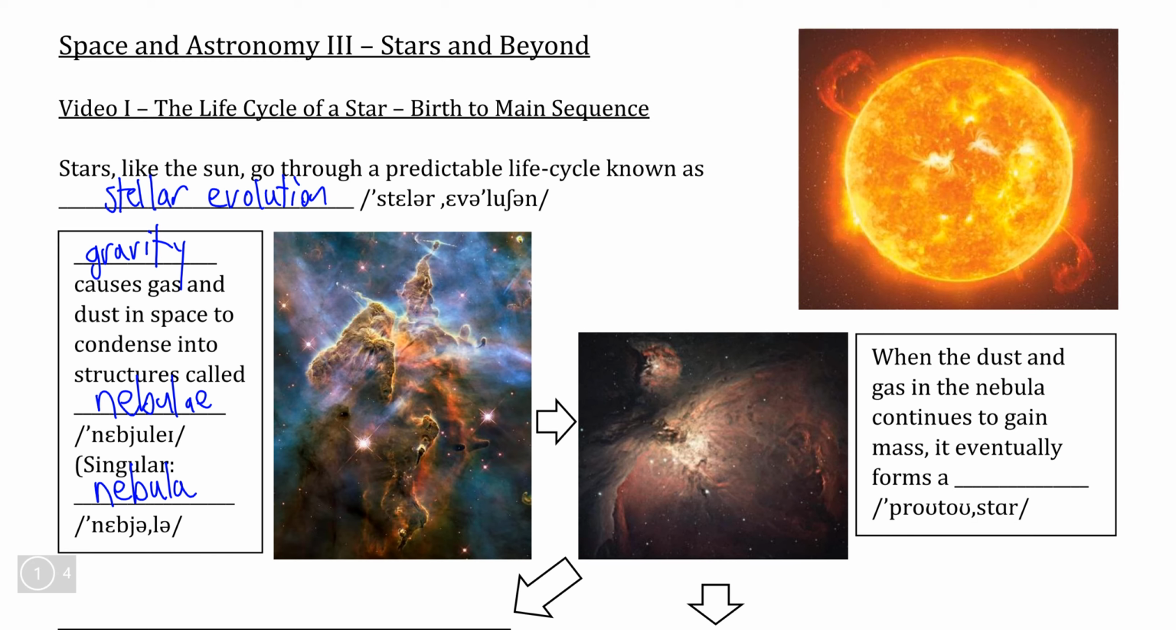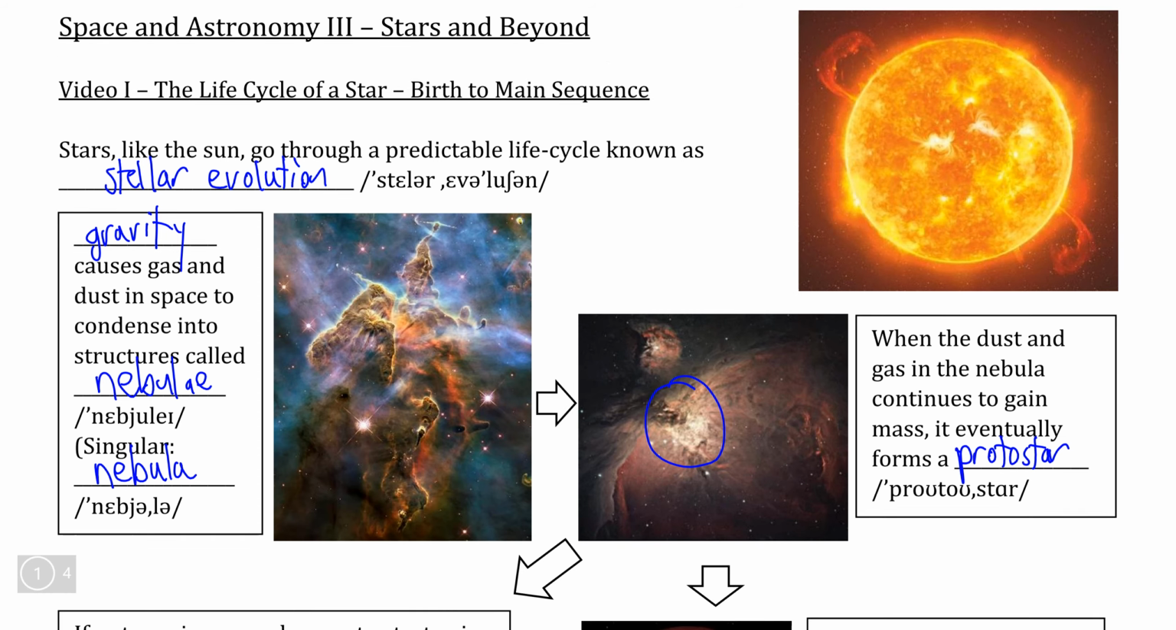When the gas and dust begin to accumulate into a single dense structure in a nebulae, we say that a protostar, that being a structure that resembles the beginning of the star, is beginning to form, as seen in the bright center of this nebula here.